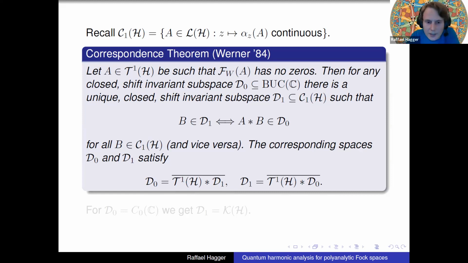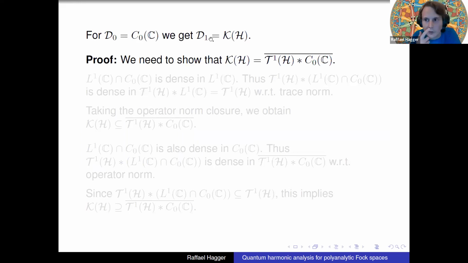What's interesting here, maybe more interesting than the theorem itself, is the main example. This was actually already known to Werner: if you put in the functions that vanish at infinity, the corresponding space on the operator side is the compact operators. I can show you a quick proof of this. Let's get into it, and afterwards I will tell you what this actually means for our operator theory, for example, on the Fock space.